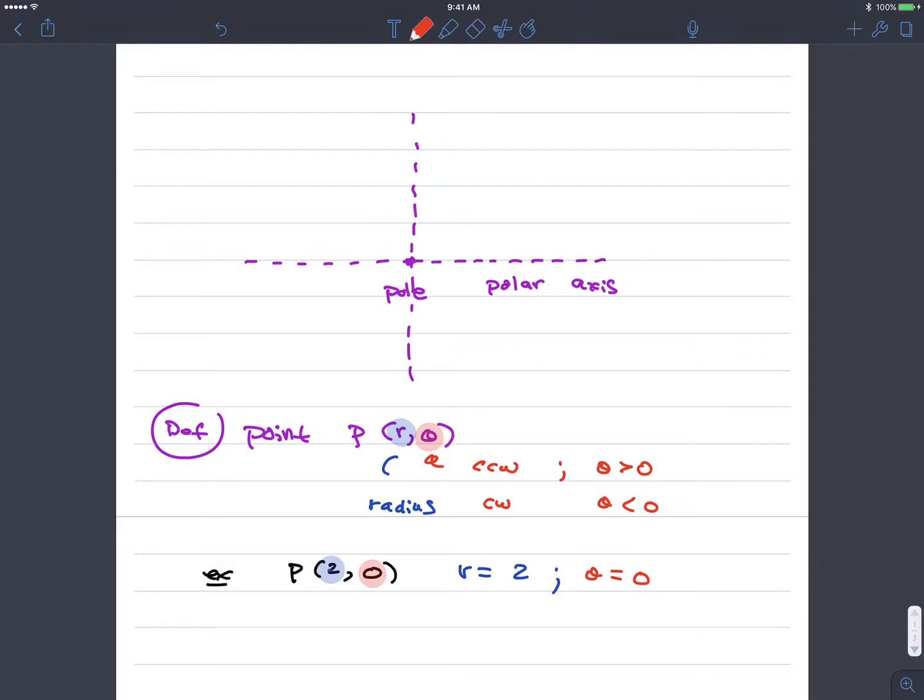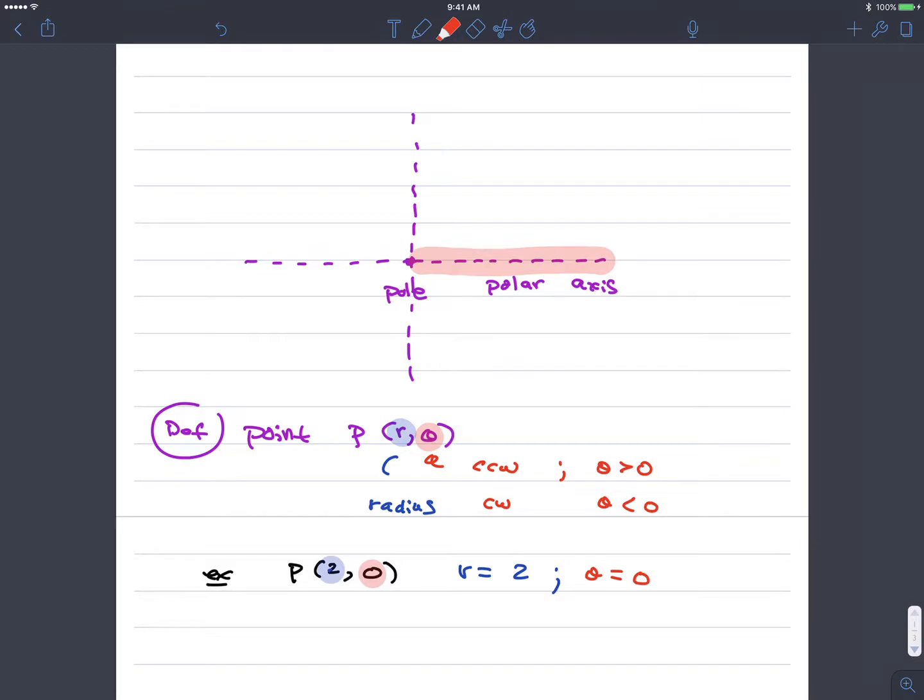Let's try to determine where our 2, 0 would be. Start, I should say, maybe with the angle. Where's your 0 degree angle? Isn't it along this right here? If I said to you, isn't this 0 degrees? It's along what we call the polar axis.